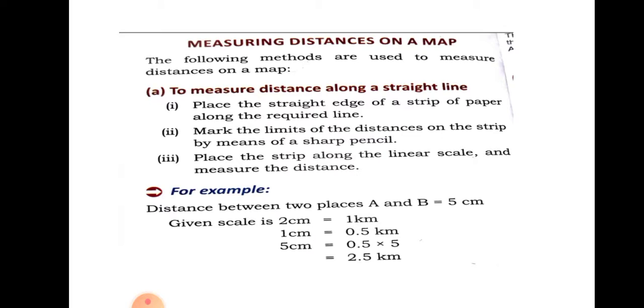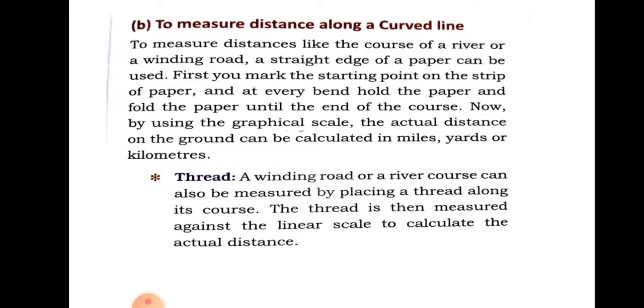For example, the distance between two places A and B is equal to 5 centimeters. The given scale is 2 centimeters equal to 1 kilometer. So what do you have to do? You have to use the unitary method. 1 centimeter is equal to 0.5 kilometer. Then 5 centimeters is equal to 0.5 into 5, which is equal to 2.5 kilometers. Understood?